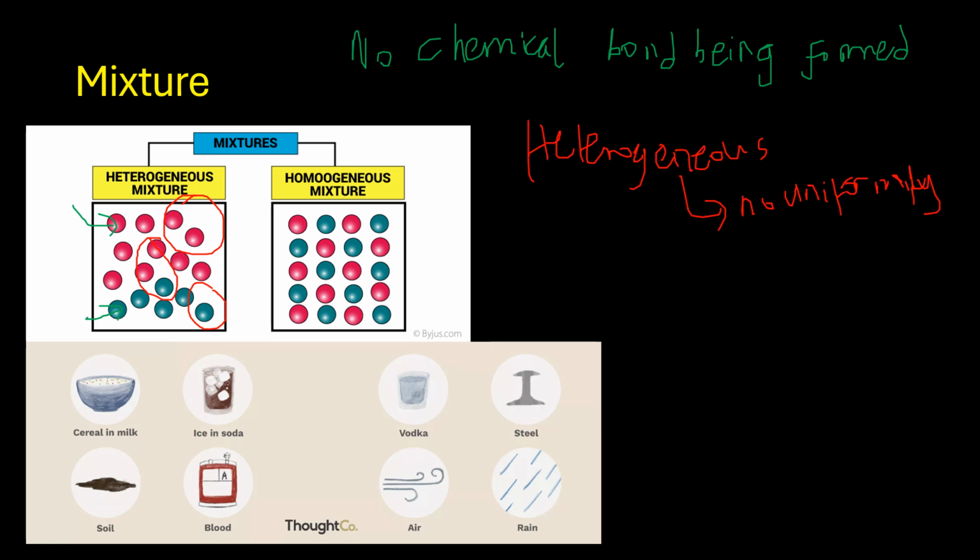Then you also have the homogeneous mixture. This is also made up of two or more different types of substances that are not bonded with each other, but it's very uniform. So homogeneous means uniform.